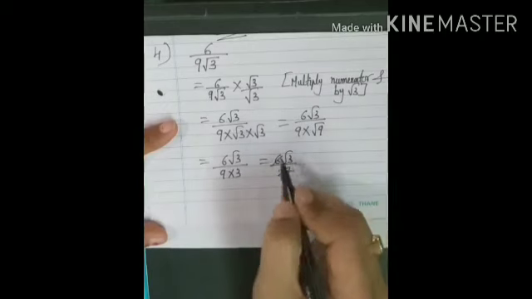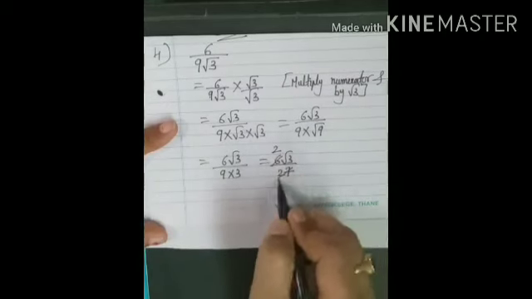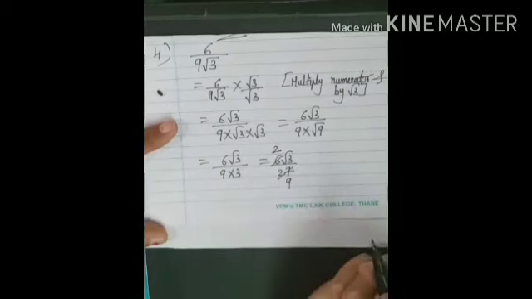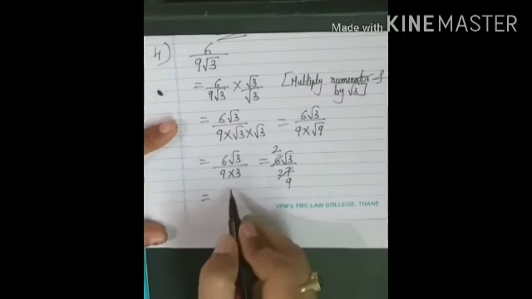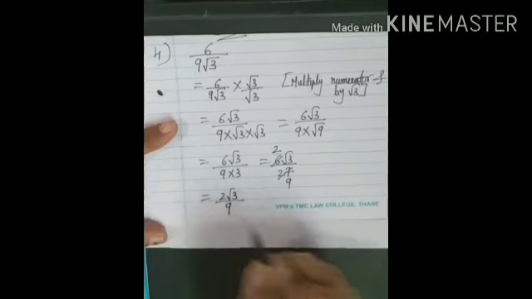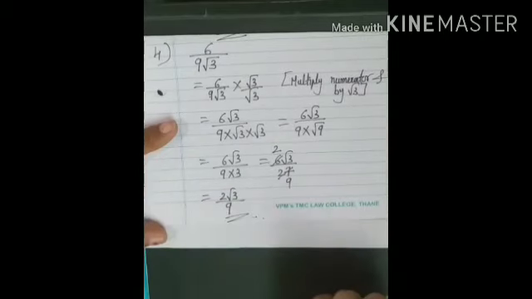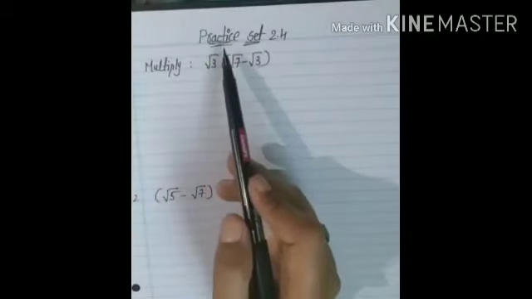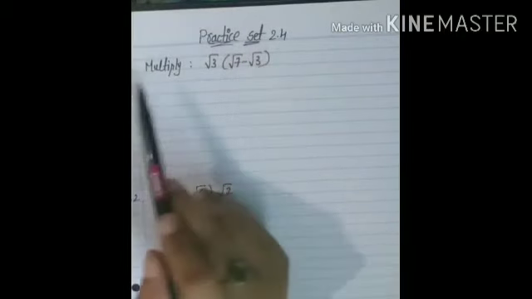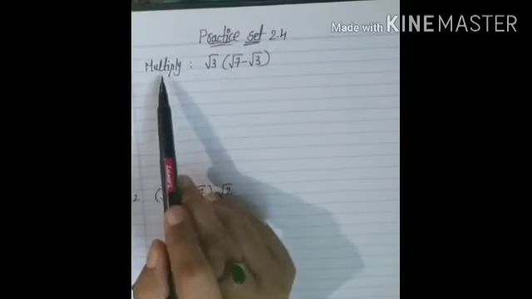3 2s are 6 and 3 3s are 9. So what is your final answer, children? 2 root 3 upon 9. This is your answer, children. Now children, practice set 2.4, question number 1, multiply.